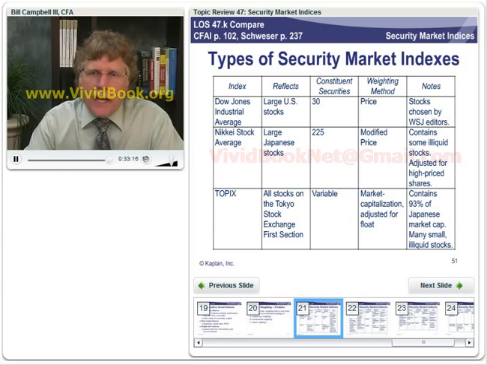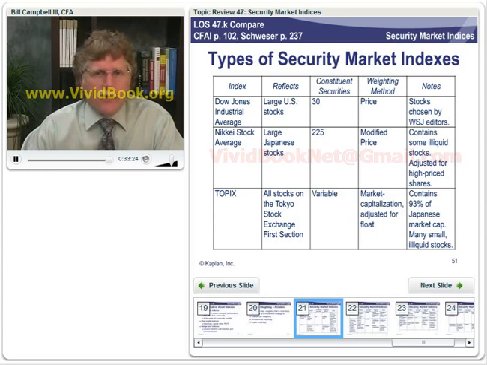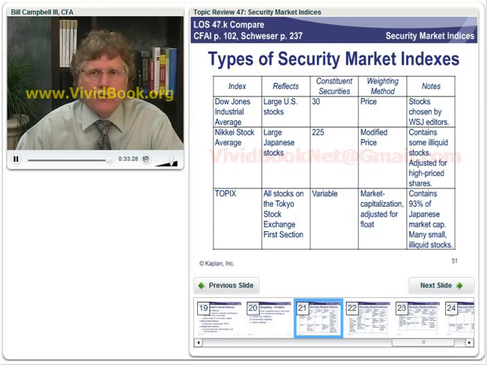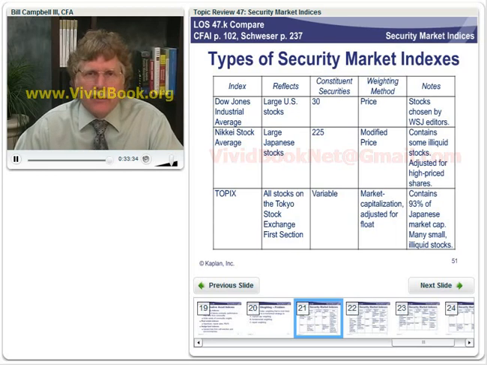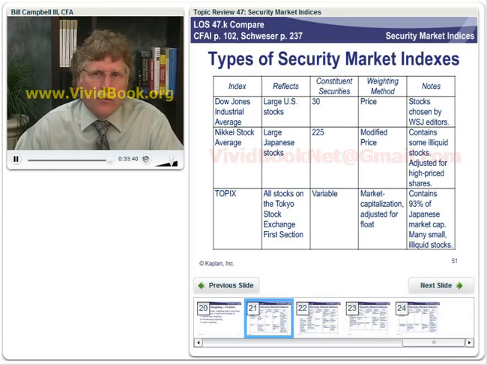All right, the last few slides here are simply a table showing types of security market indices. There's not really a whole lot I can tell you about this. I would suggest that you use this. You go over it. It's in your textbook, or you can come look at the slides here. Look at the different kinds of indices. What does it reflect? What market is it representing? How many securities are there? What method do they use for weighting those?